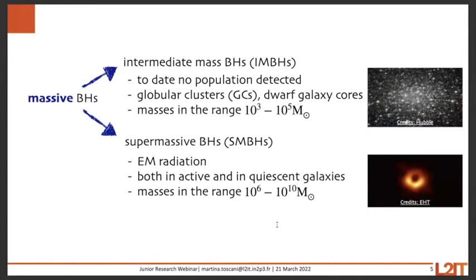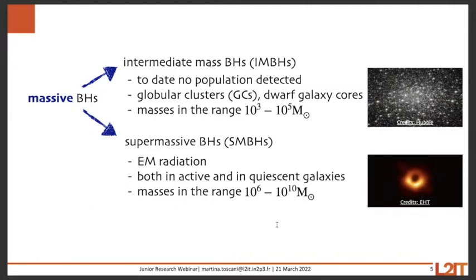Okay, so thanks to this network of ground-based detectors, so far we have seen a lot of stellar black holes, not just stellar black holes, also neutron stars, but neutron stars are not the topic of this talk.